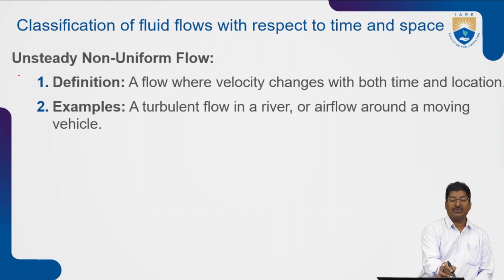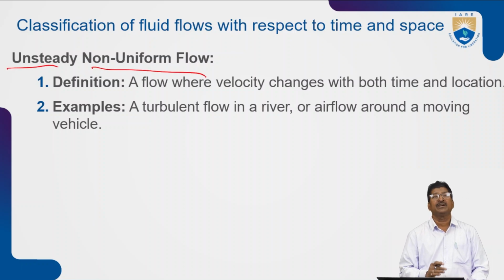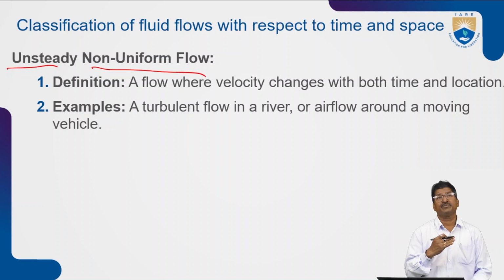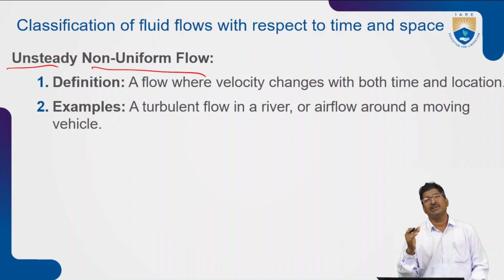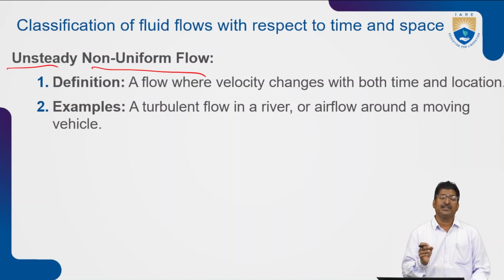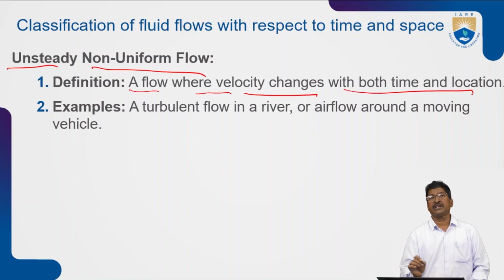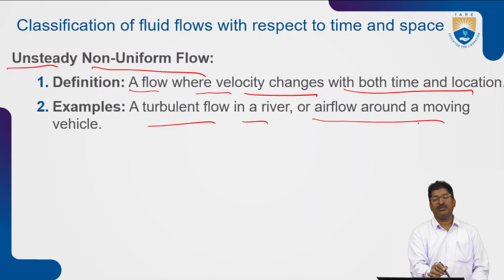Unsteady non-uniform flow. That means with respect to time, velocity is varying, and also at any location, velocity is varying. Both these are there. That is called unsteady non-uniform flow. That means if the velocity is varying with respect to time or with respect to space, then that flow is called unsteady non-uniform flow. So if you see the definition, a flow where velocity changes with both time and location, that is called unsteady non-uniform. For example, a turbulent flow in a river or airflow around a moving vehicle.